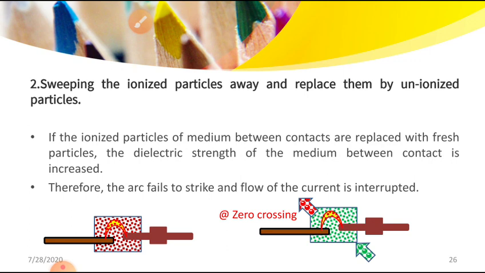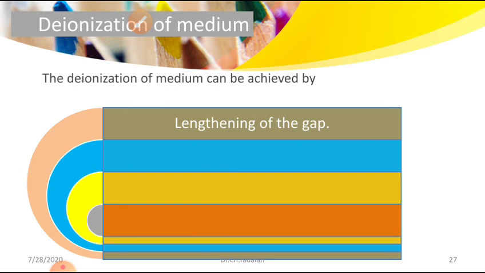Now how are we going to deionize the medium, how are we going to replace ionized particles with deionized ones? The deionization of the medium can be achieved by different methods. You can see here, one is lengthening of the gap, so the gap between the fixed rod and the moving rod is increased. High pressure: by pressurizing, the resistance of the molecules will increase. And cooling: by cooling, the resistance of the arc medium also increases. Next, the blast effect: by puffing suddenly, we increase the resistance of the medium.